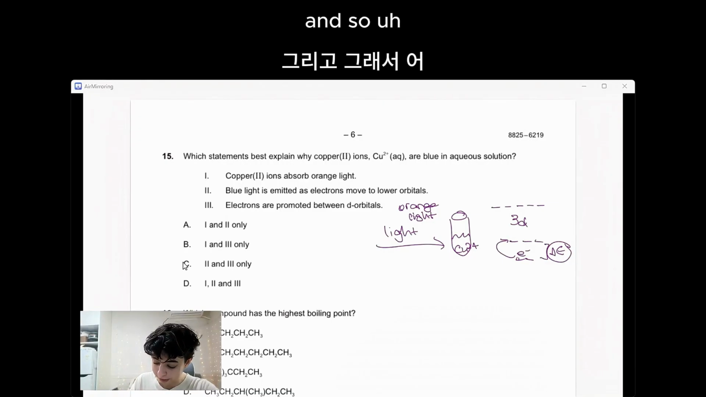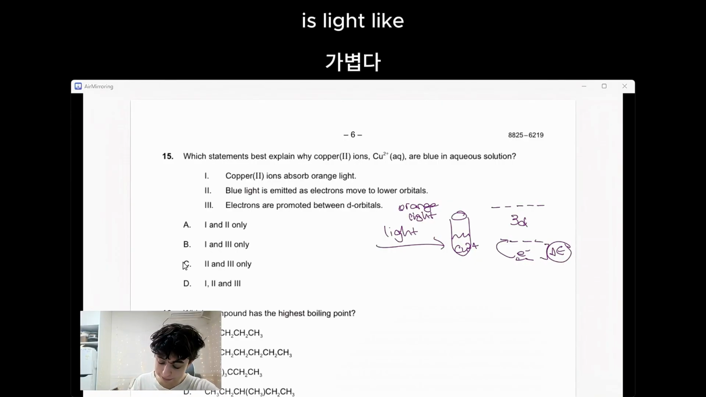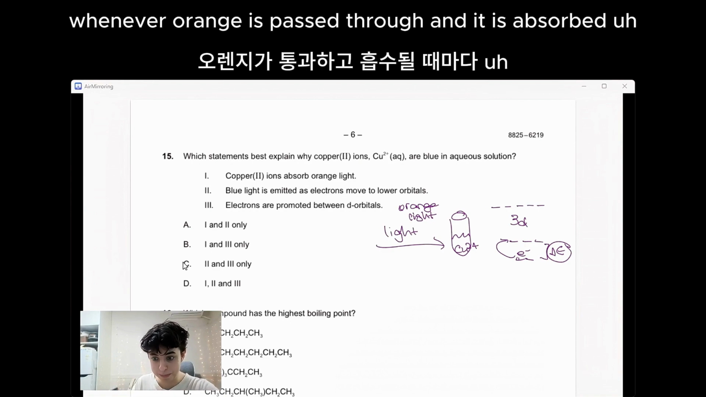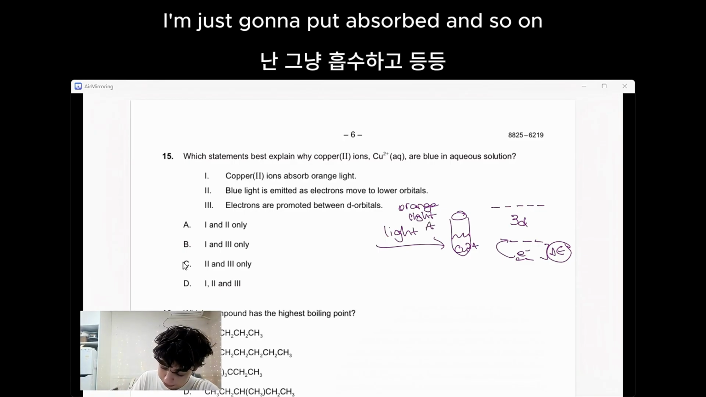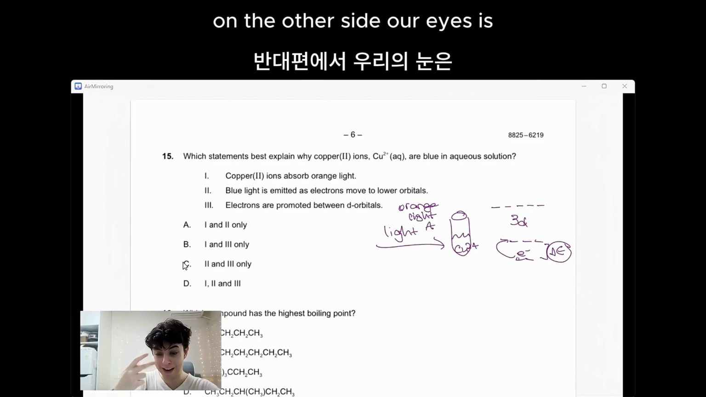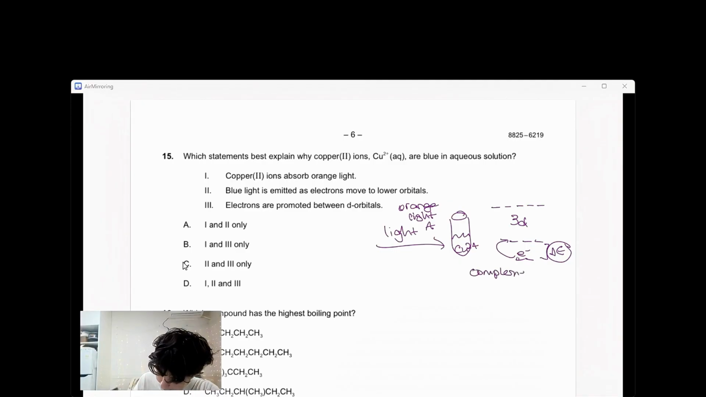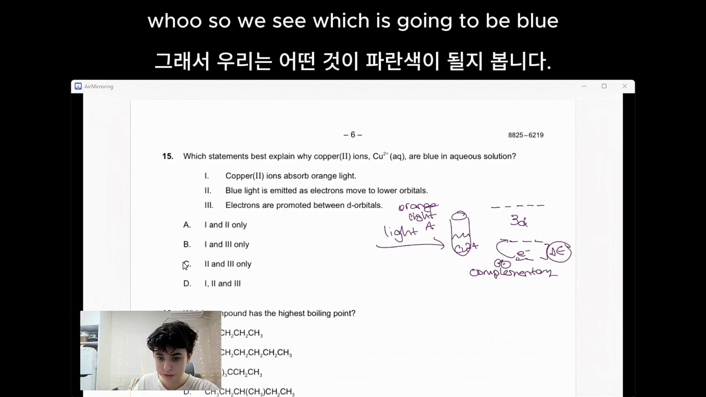So they are promoted, they absorb this orange light. And so in terms of the way that our eyes perceive color, the light that's passing through initially contains all the colors. Whenever orange is passed through and it is absorbed, we see the complementary color. And so orange light, I'm just going to put absorbed. And so on the other side, our eyes, we see the complementary color. I'm just going to put like eyes. So we see, which is going to be blue.